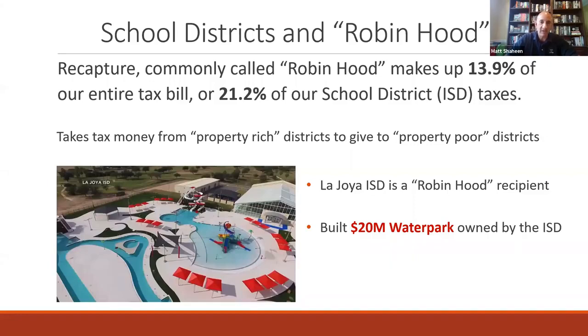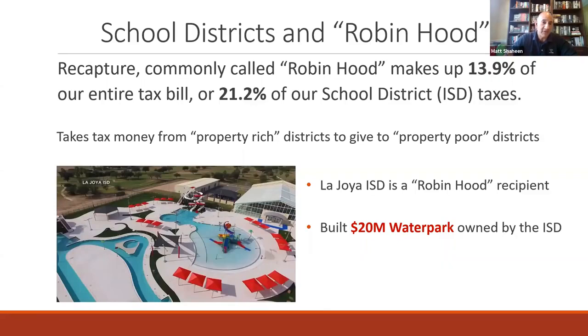So you see the statistic there with respect to how much of the tax bill goes to Robin Hood. I will tell you, since the inception of Robin Hood, over $1 billion of Plano ISD taxes have gone outside of Plano ISD and been distributed throughout the state. So $1 billion of your property taxes that you've paid, over several decades, have been distributed outside of Plano to other districts in Texas.